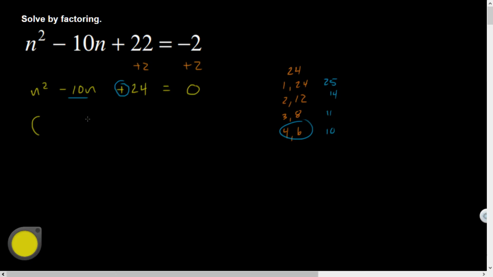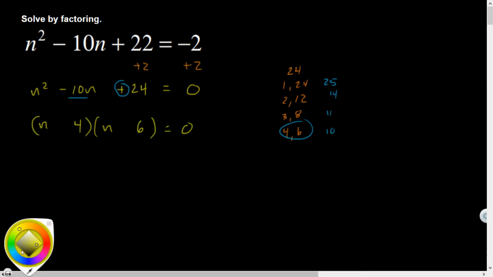And so now I'm going to write this. I'm unfoiling it is what I'm doing. So I'll have an n with a 4, an n with a 6. Now, definitely, this is the challenge, figuring out the signs. I invite you, feel free to do some guessing and checking, like try plus and plus, try plus and minus, try minus and plus, and just mentally think, would that multiply to be positive 24? You're like, no, that wouldn't.